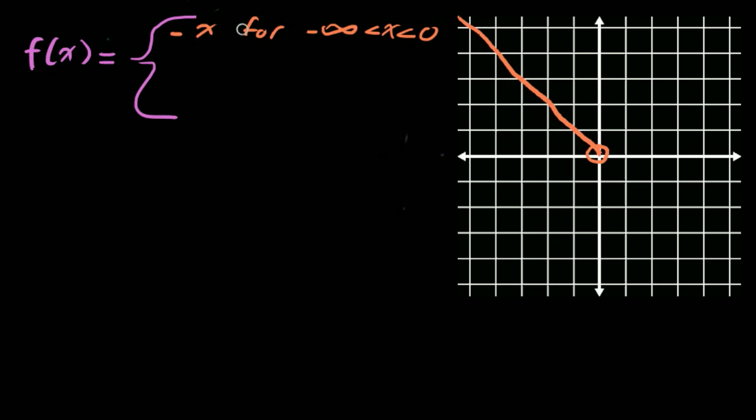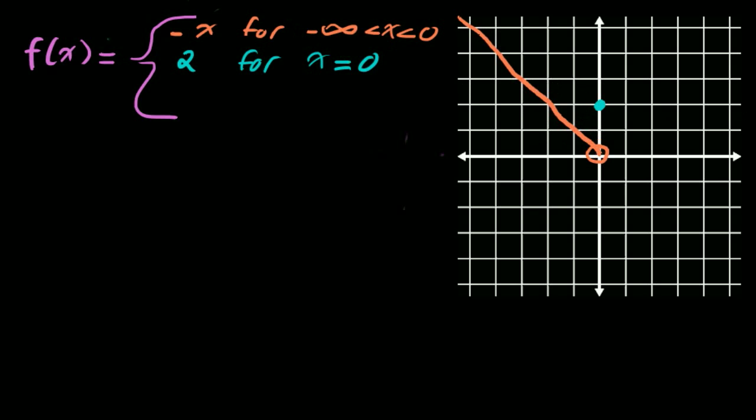And so now let's put in the next part. We're going to say f of x is going to be equal to 2 for x equal to 0. So when x is equal to 0 right here, our function is going to be defined as 2 right at that point.